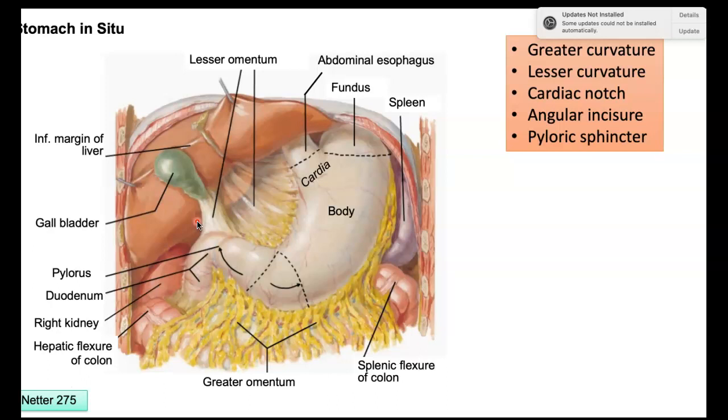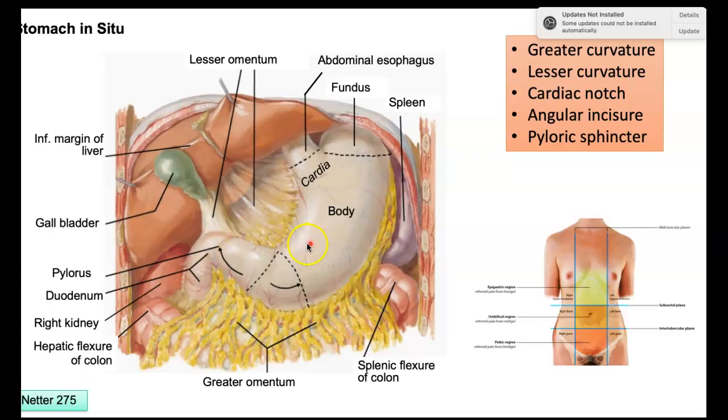Now, here this shows the position. If you see in the nine-quadrant pattern, if we have to describe the position of the stomach, we'll say the stomach will be located in the left hypochondrium, it will be in the epigastric region, and it will extend into the umbilical region as well, right? So that's how the position of the stomach is described here.